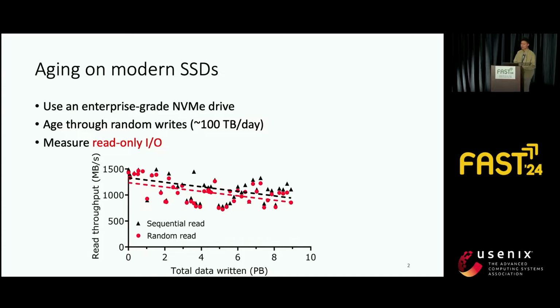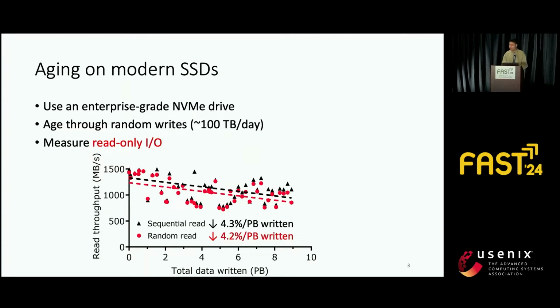The figure here shows the real throughput of a real enterprise-grade SSD under its different age states. We age the device through randomized writes, writing about 100 TB of data each day. And during the morning hours, when the server is free, we measure its read-only I/O performance, so the performance changes are not caused by garbage collection or other factors, but from aging and wear.